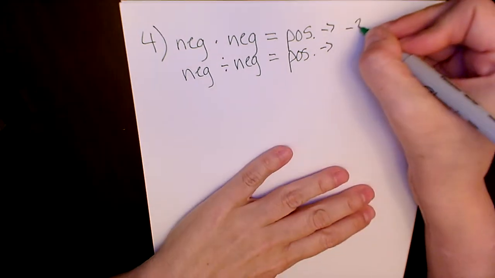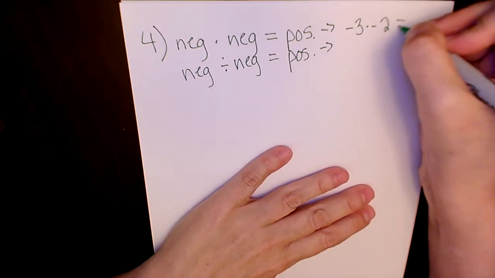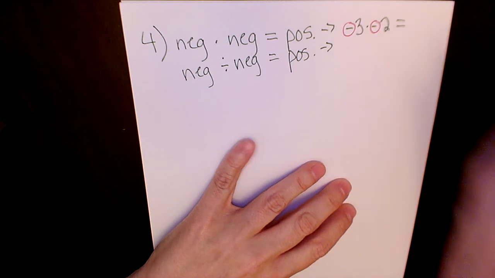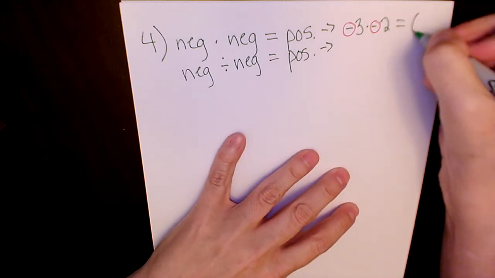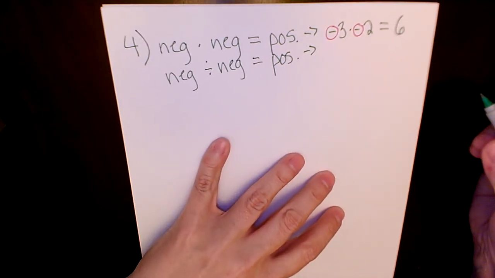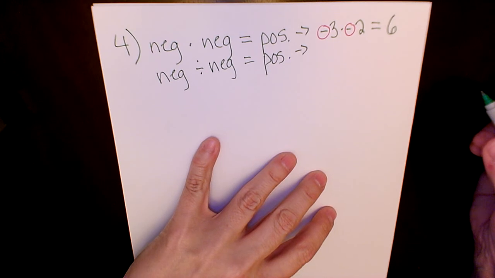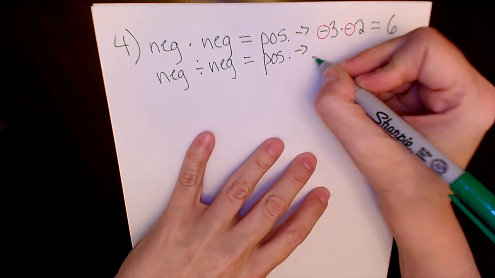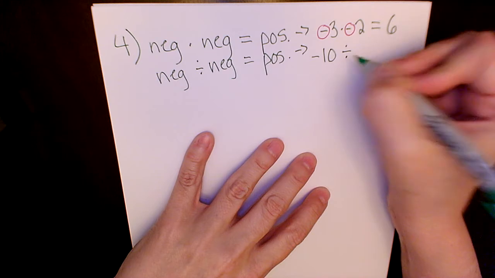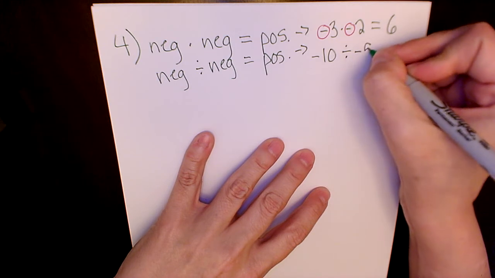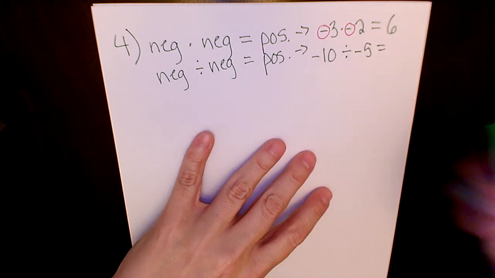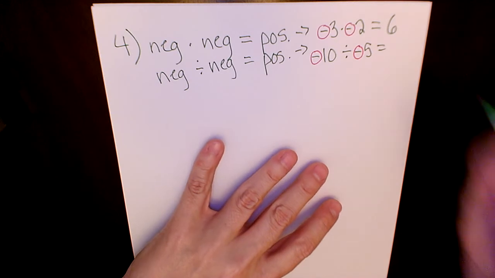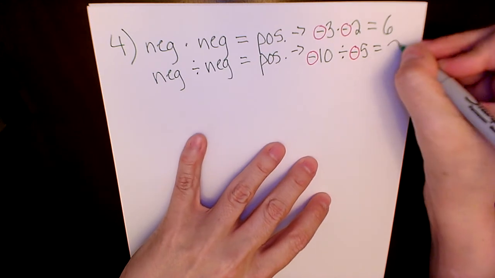So -3 times -2. I see I've got a negative times a negative, +6. If I have a -10 divided by a -5, I see I've got a negative divided by a negative, +2.